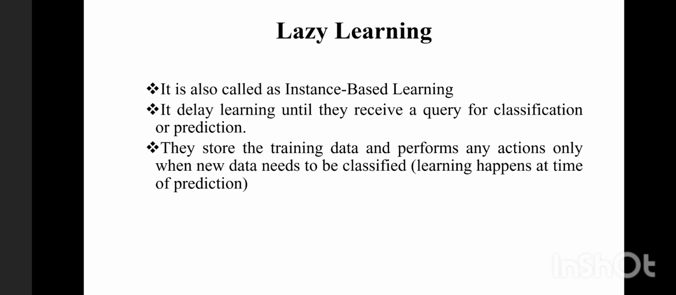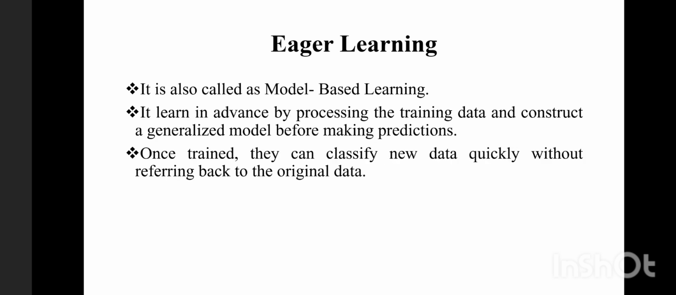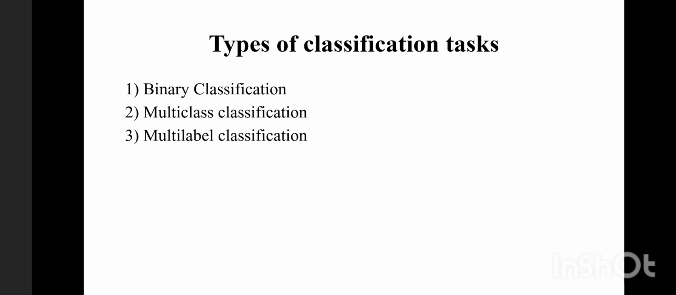First one, the lazy learning. Lazy learning is also called instance based learning. It delays learning until a query is received and performs classification only when needed. This method stores training data and processes it during predictions. Next one is eager learning. Eager learning is also called model based learning. It learns in advance using training data and builds a generalized model before prediction, and this method provides faster prediction results.